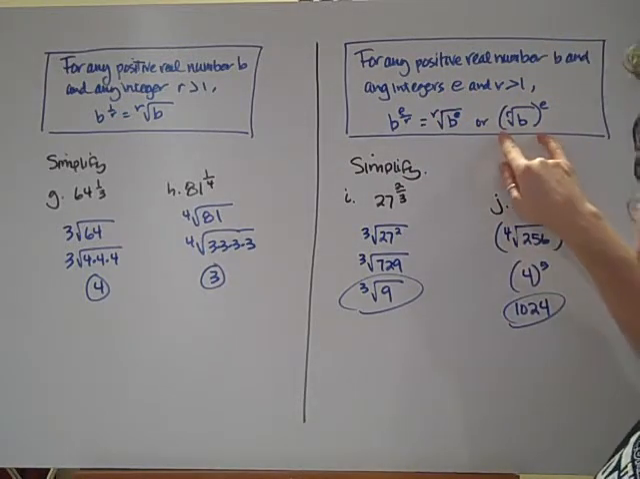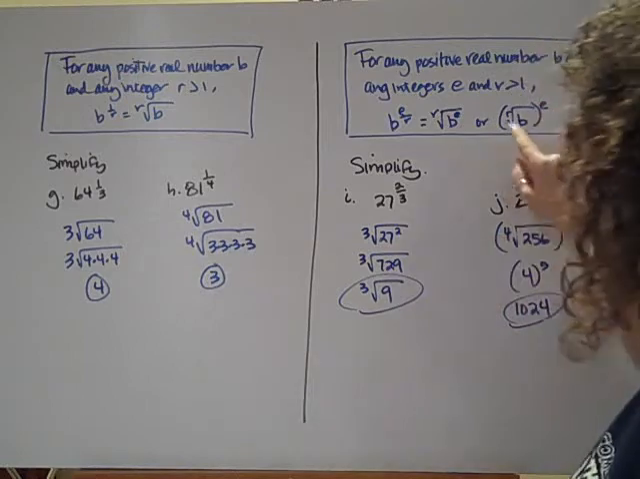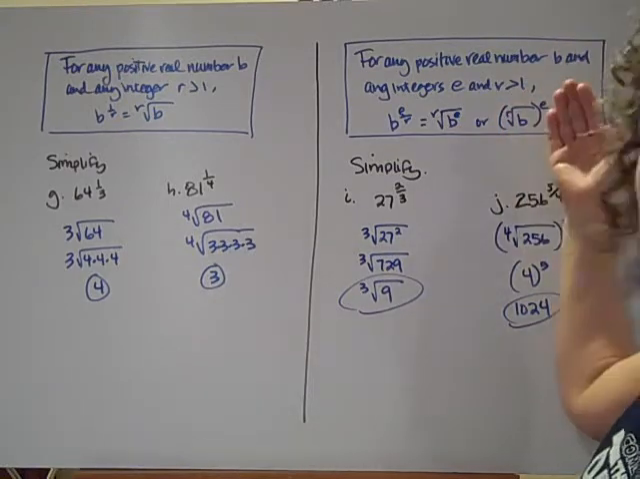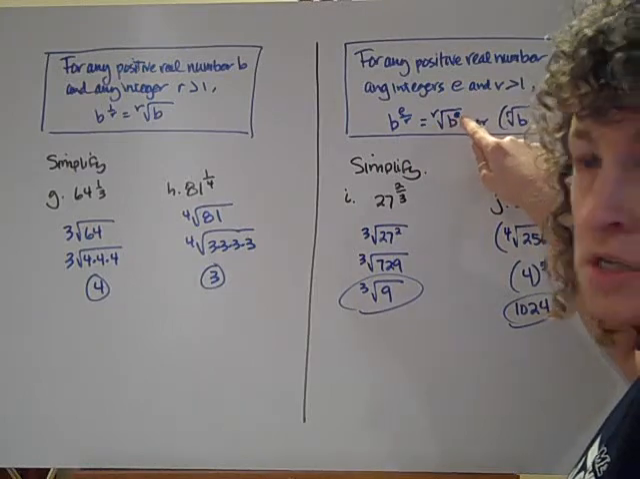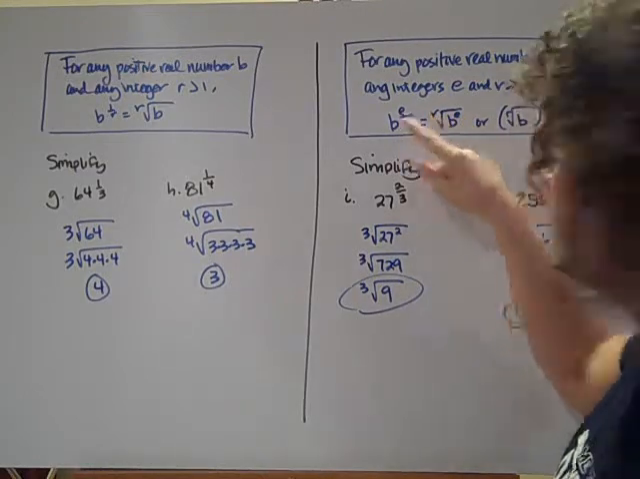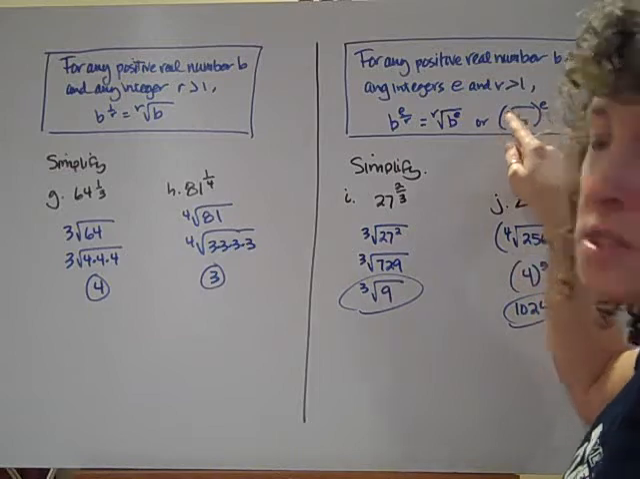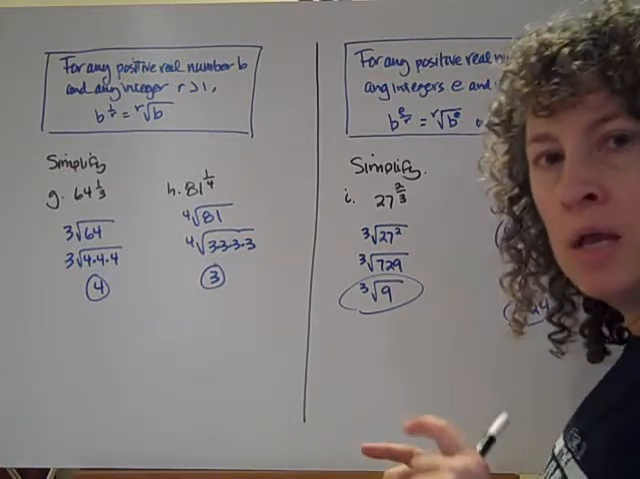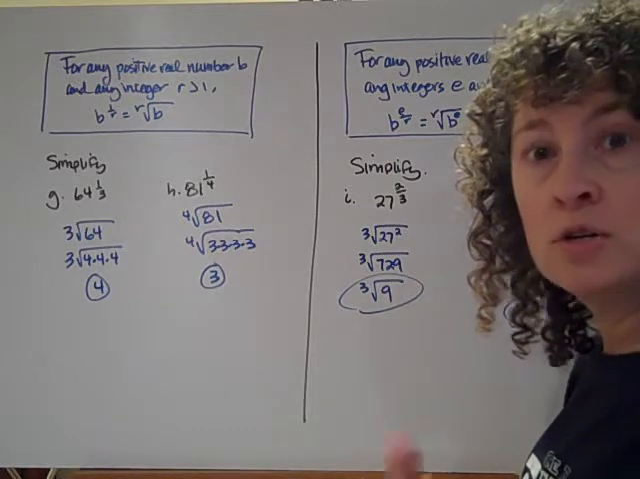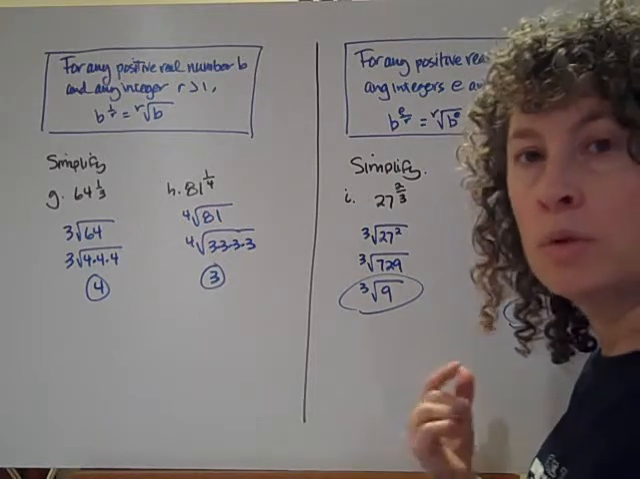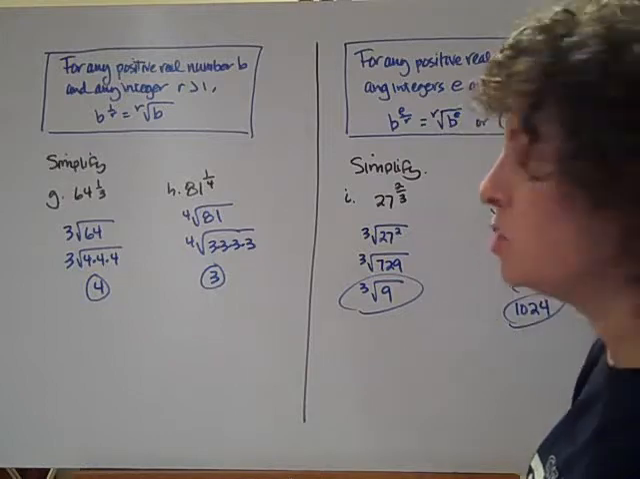Another way we could write it is we could put the r root of b inside parentheses and all to the e power. So here I would be thinking about finding the power first and then finding the root. Here I would be thinking about finding the root first and then finding the exponent. And you might see a problem and decide one way makes more sense than the other depending on what numbers you're working with, as we'll see when we look at these next two examples.